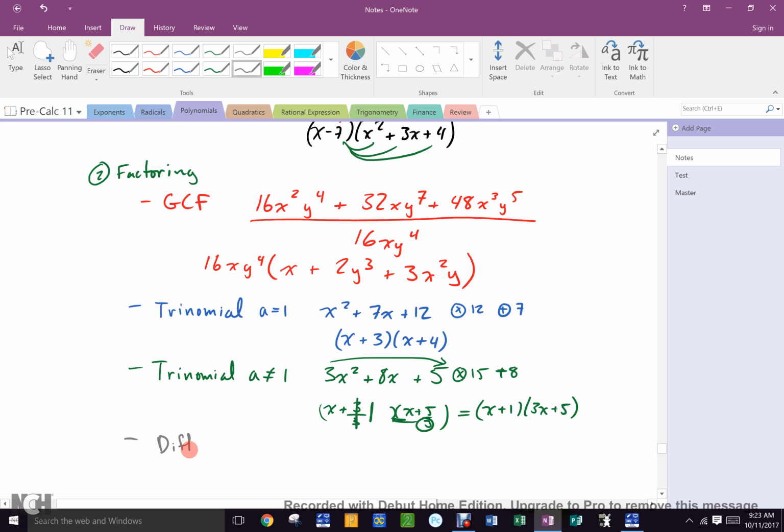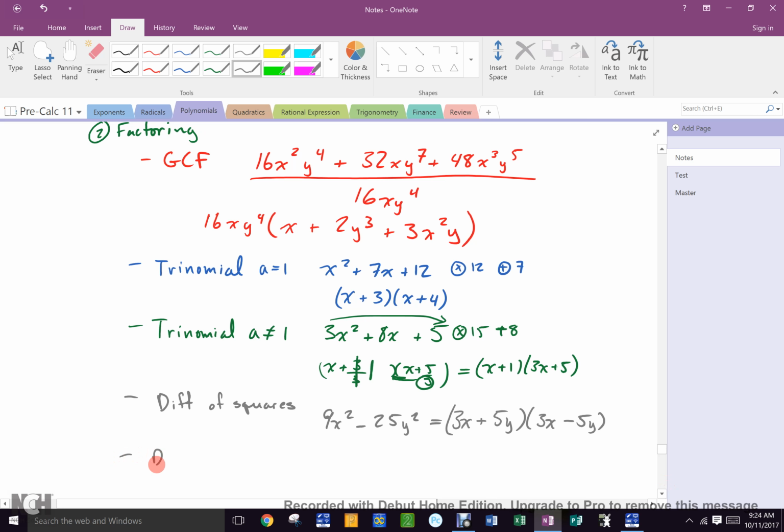Difference of squares. 9x squared minus 25y squared. What do I do with the first one? Square root. What is it? 3x. What do I do with the second one? Square root. What is it? 5y. Then what's the second binomial? Same thing, but minus.